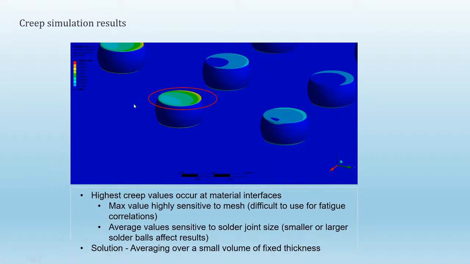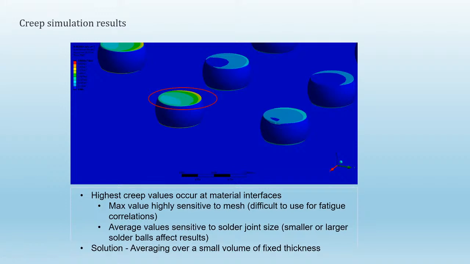If I look at the average of the creep across the entire solder, then we get away from the stress singularity or the creep singularity value. However, we run into the problem that if I have a bigger or smaller solder ball, then my average value would change. So you don't want to use the average either.